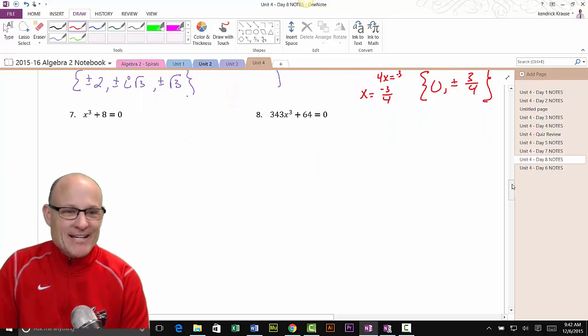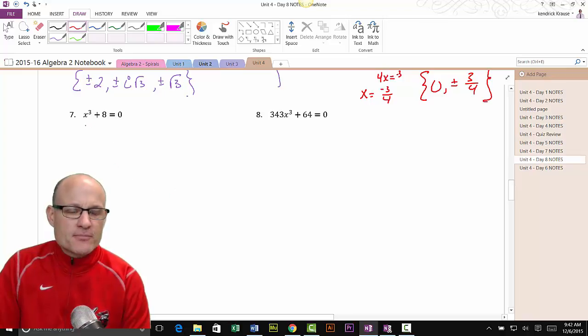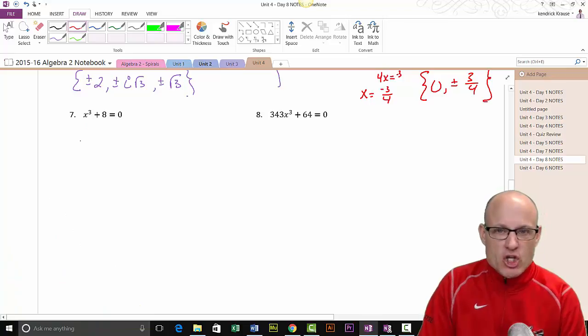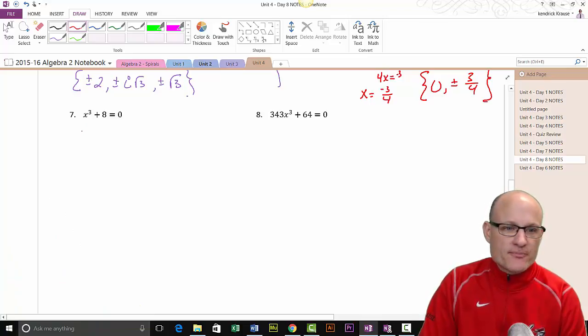Oh, Nelly! What do we got here? Let's see. So this is the difference of perfect cubes. So we're going to factor this. Now this is going to factor two. Let's get the binomial, trinomial.